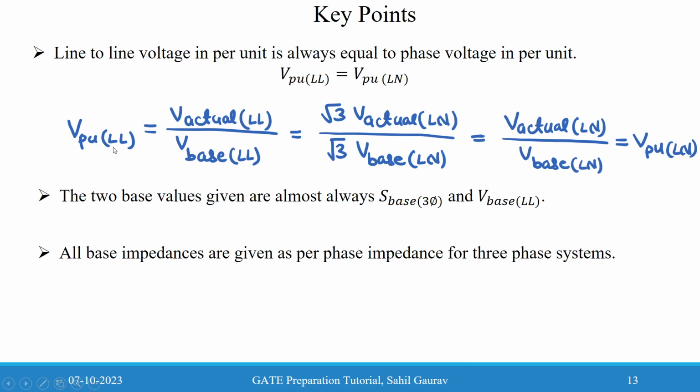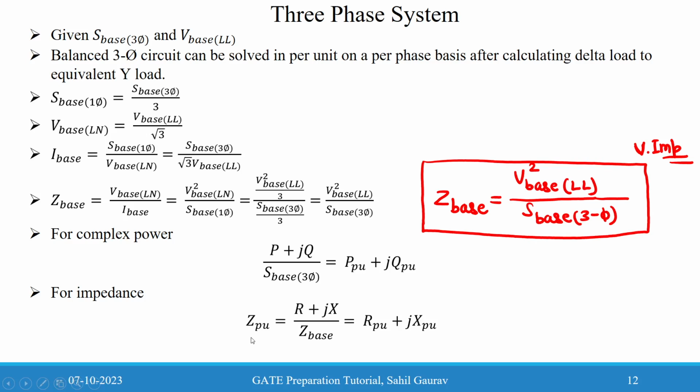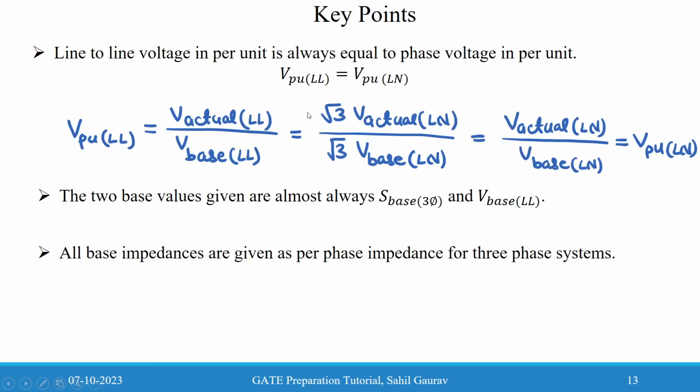So there are three key points for a three phase system, and that is also important, but this is the generalized one. If you understood the points in this slide, then you can understand these points also. First point is that line to line voltage in per unit is always equal to phase voltage in per unit. So if you are given the line to line voltage in per unit, then it is also equal to the line to neutral voltage in per unit.